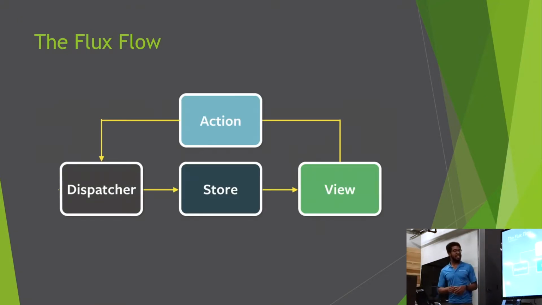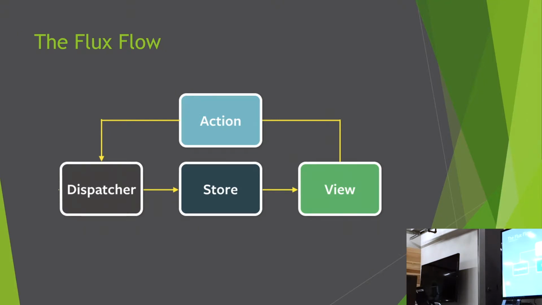So, this is the Flux Flow. Like I said, it's one direction. You can look at these arrows and you can notice that they all point the same way. So, we have here actions, the dispatcher, the store, and view. And really, the primary components of Flux are these three right here, the actions, the store, and the view. And I'm going to talk more about these, but this is generally the flow.